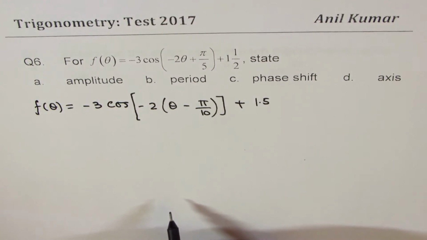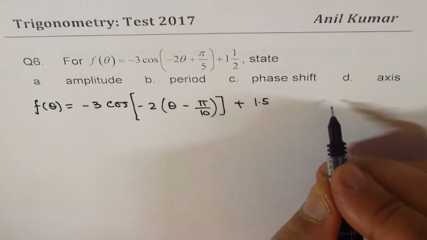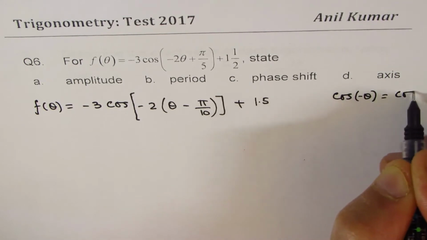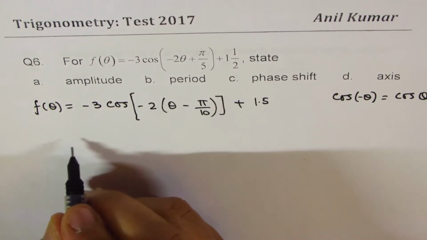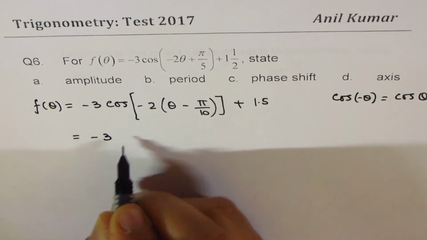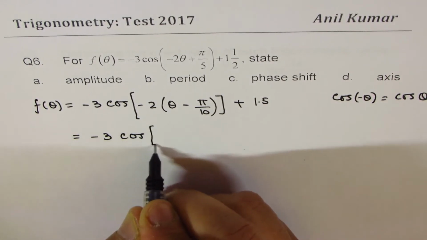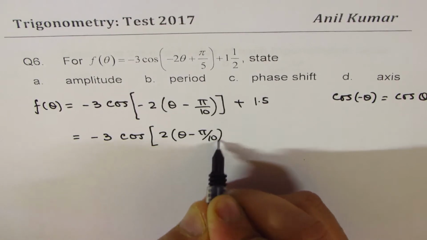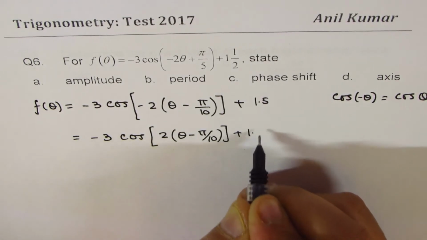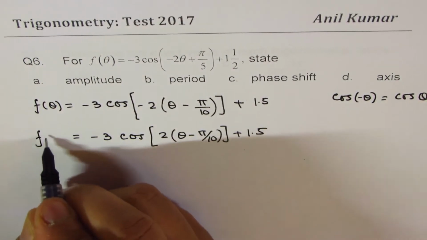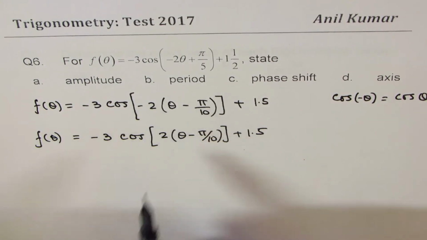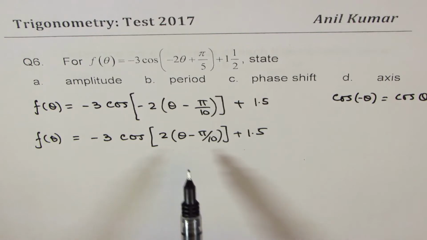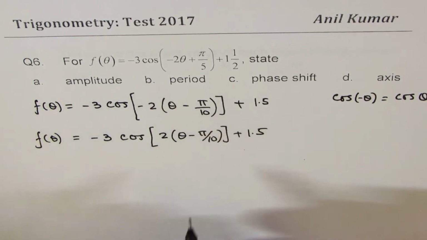Okay. Now, as you know, cos of minus theta is equals to cos theta, correct? So with this negative, I could also write this as -3 cos of 2 times (theta minus pi by 10) plus 1.5. Now, in ninth question, we have to sketch it. So that is the equation which I can use. Perfect. Now let's write down all the answers here.